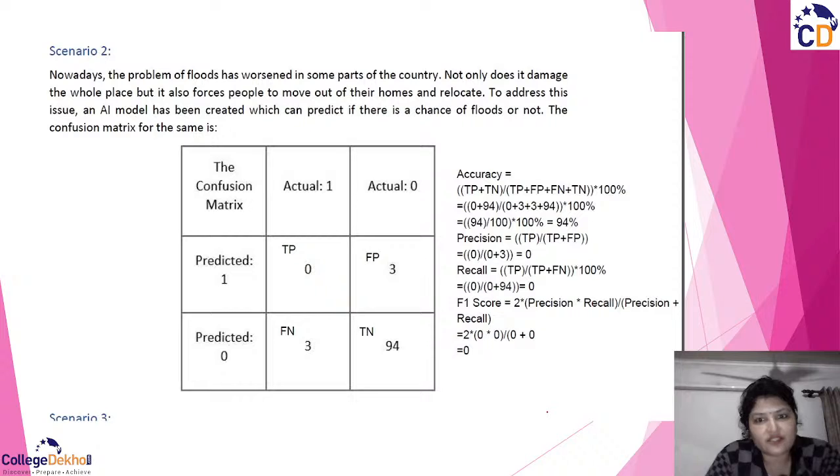Let us take the second scenario. Nowadays the problem of floods has worsened in some parts of the country. Not only does it damage the whole place, but it also forces people to move out of their homes and relocate. To address this issue, an AI model has been created which can predict if there is a chance of floods or not. So the confusion matrix for the same would be like this.